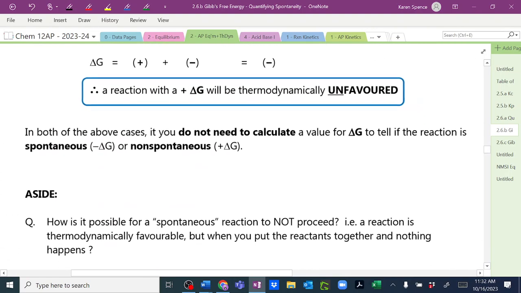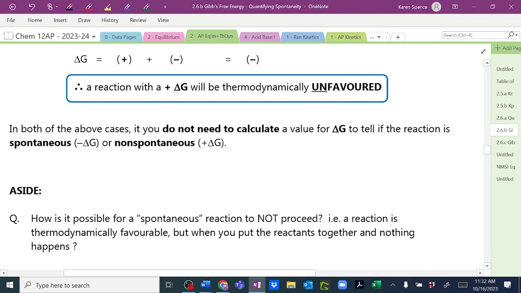In both of the above cases, you don't actually have to calculate the value of delta G to tell if it's spontaneous: thermodynamically favored, or thermodynamically non-favored, unfavored. You don't have to calculate.